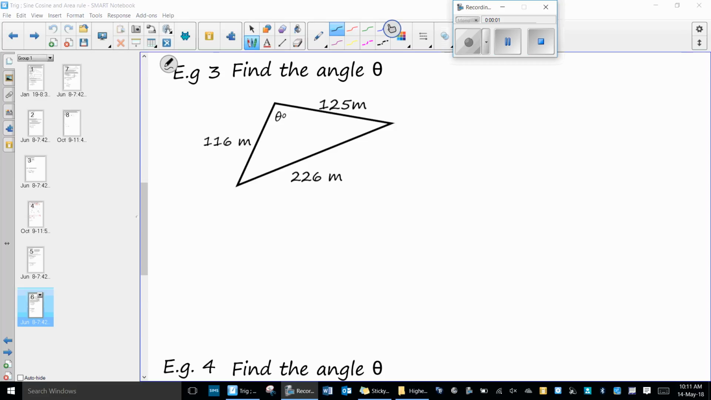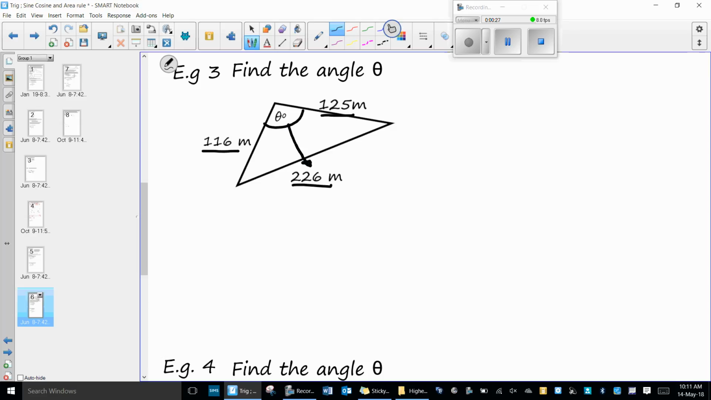Find the angle. We know it's the cosine rule because we've got three side lengths here, and we're involving this angle. Remember, it doesn't matter what's labeled A, B, and C, but the important one is this one here, because we know that this one is going to be subtracted.